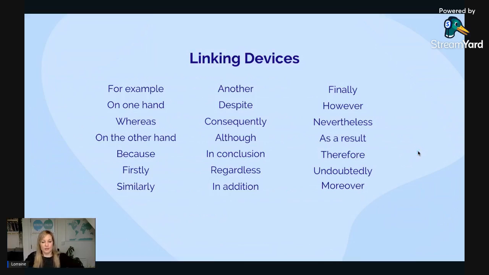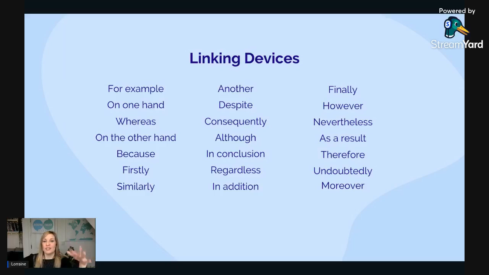We'll need some linking devices. One of the marking criteria, remember, is cohesion and coherence. So we're going to look at these linking phrases to help make your answer nice and coherent. Here are some linking phrases. For example, on the one hand, whereas, on the other hand, because, firstly, similarly, another, despite, consequently, although, in conclusion, regardless, in addition, finally, however, nevertheless, as a result, therefore, undoubtedly, moreover.